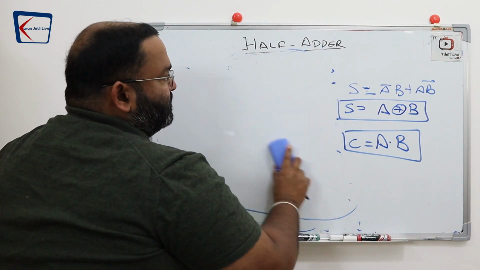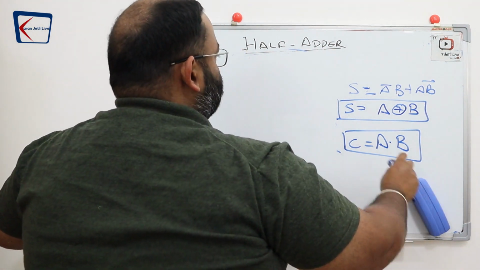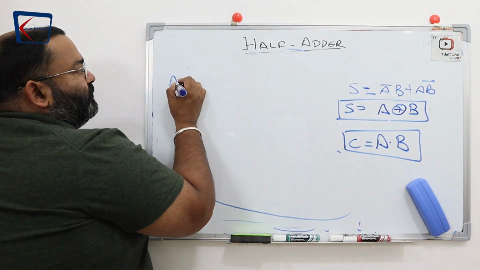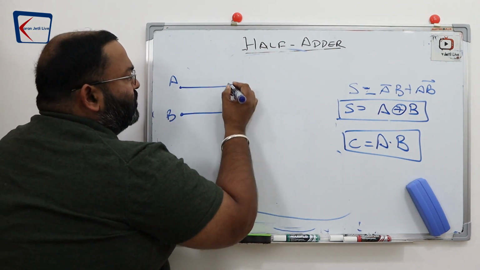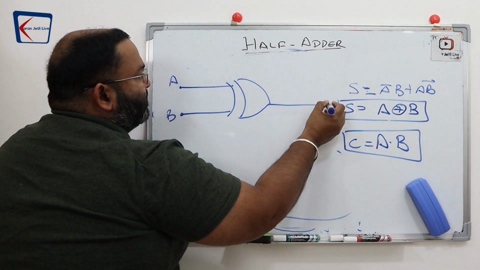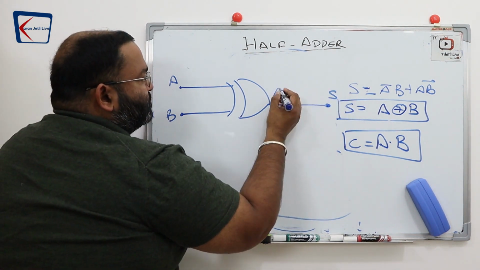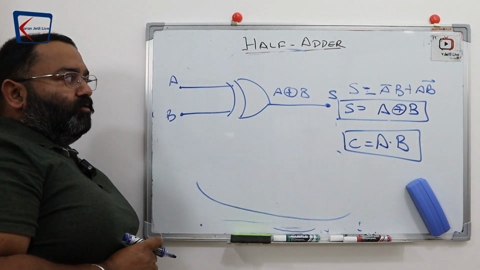Now let us do it. Let us do A XOR B. So we have two inputs. One is A, another input is B. So simply I XOR them. What I get here is my sum. This is my A XOR B.